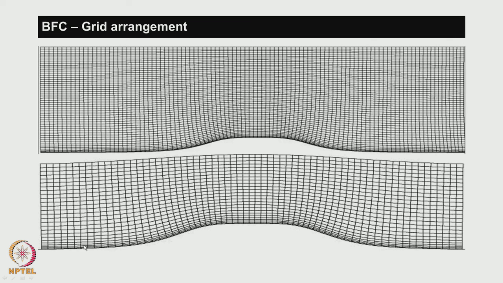For the same geometry, you are seeing here two types of mesh, both structured, both body fitted. The bottom one is a coarse mesh, the top one is a fine mesh for the same geometry with the same grid arrangement, but the number of grid points is more in the fine mesh shown at the top and less in the bottom, which is called the coarse mesh.